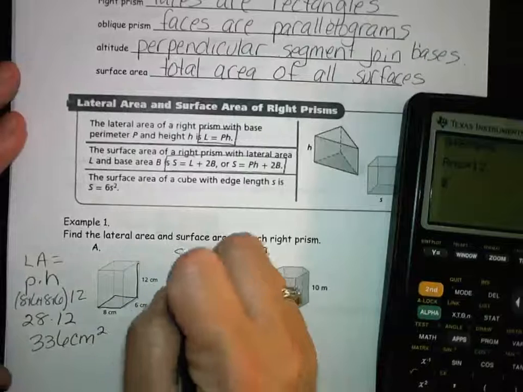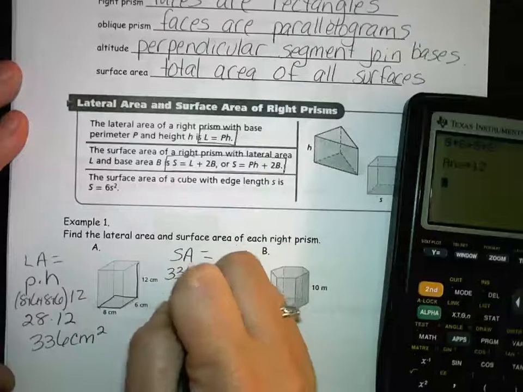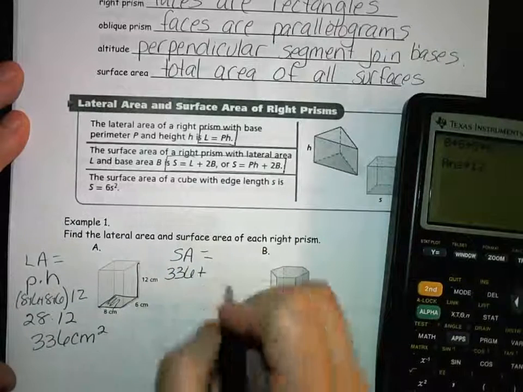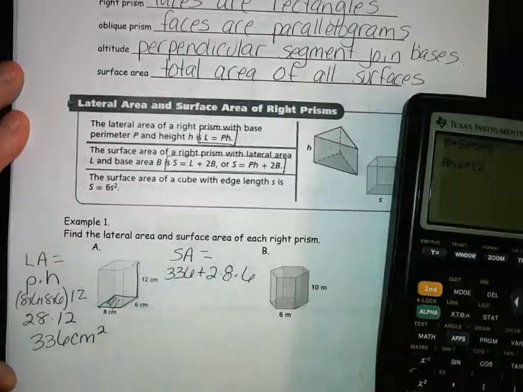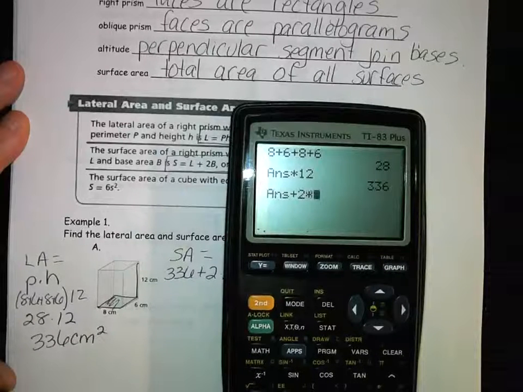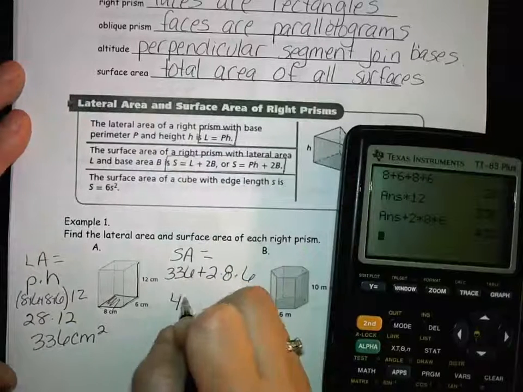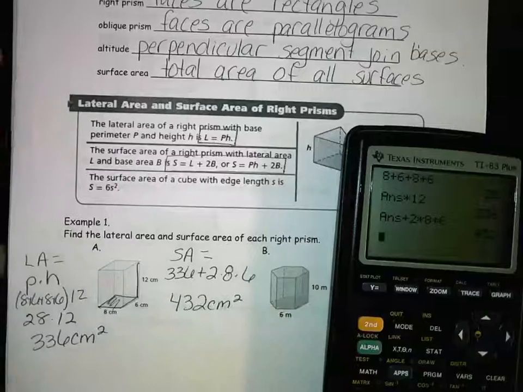Now for our total surface area, we have to add the lateral area that we have, and then we need to add two bases. So plus 2, 8 times 6. So 336 plus 2 times 8 times 6 is 432 centimeters squared.